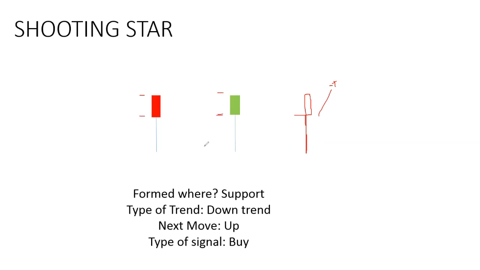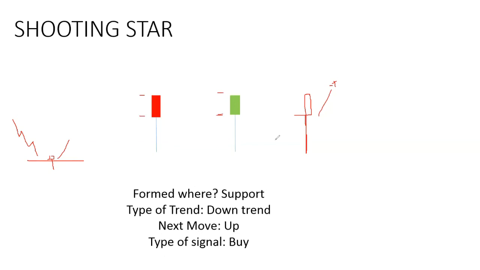the type of trend is a downtrend. If it's forming a downtrend and now it's on support, and we find this candlestick right here, we can expect our next move to be up. It shows that the sellers were trying to break the support, but they couldn't. Eventually the bulls won at the specific time interval, and we can expect an uptrend. Type of signal: it's a buy.